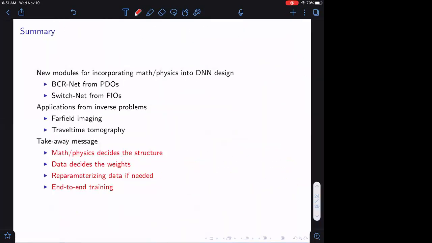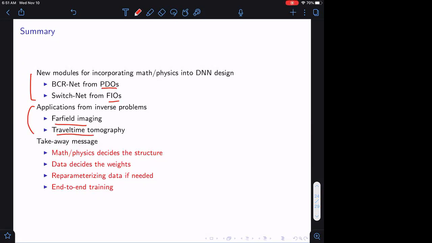Okay. Now let's come to the summary. Here I talk about two contributions in this talk. The first is that we propose some new neural network modules for pseudo-differential operators and Fourier integral operators. These operators are very important for solving inverse problems. And then I talk about two applications. In fact, we have papers on all five applications I listed at the beginning of this talk, but due to time limitation, I gave two examples: one is far field imaging, and the other is travel time tomography.